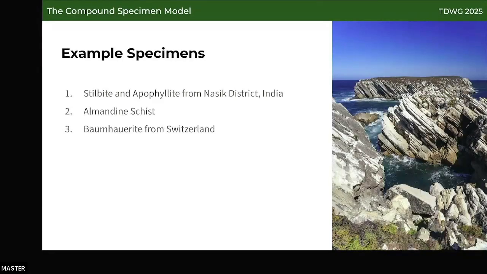So to illustrate the compound model, I think it's best to work through a couple examples. These are going to increase in complexity. The first two are very common to most collections. You'll probably find it in your own collection if you go to the museum you're affiliated with. I almost guarantee you're going to find the first two in the collection. The third one, not so much. It's a more complex example, which we'll get to.